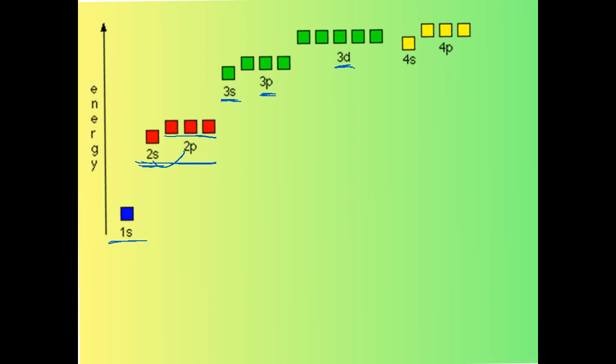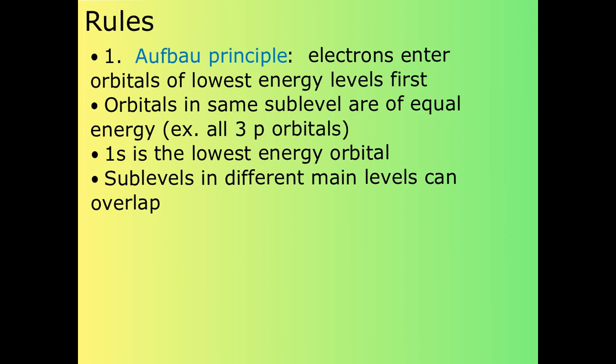So now we're going to talk about the 3 rules that tell us how and where each electron will go in the quantum mechanical model. The first rule is the Aufbau principle, and it says electrons go into the orbitals that have the lowest energy first. Any orbitals in the same sublevel have equal energy. So for example, all of the p orbitals in a p sublevel have equal amounts of energy. 1s is the lowest energy, but as you get up into higher main energy levels, some of the sublevels will overlap, and I'll explain that in just a second.